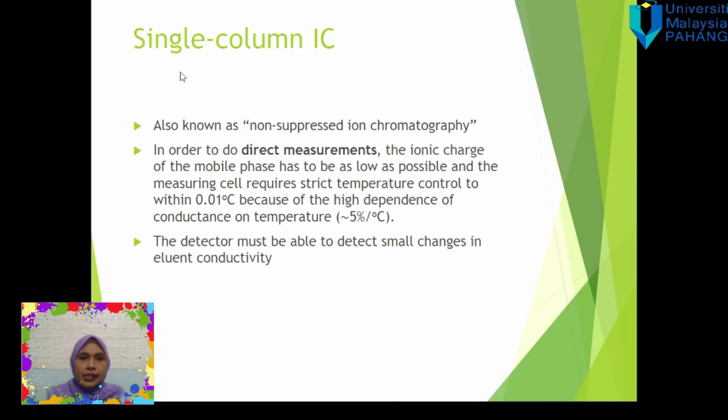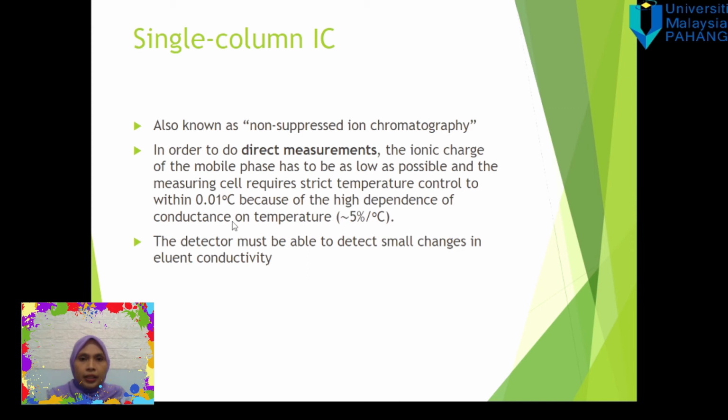And we go to the first one, single column IC, also known as non-suppressed ion chromatography. In order to do direct measurement, the ionic charge of the mobile phase has to be as low as possible, and the measuring cell requires strict temperature control within 0.01, because of the high dependence of conductance on temperature. That's why they need to control it, and the mobile phase should be as low as possible. Because this is non-suppressed ion chromatography, the detector must be able to detect small changes in eluent conductivity.